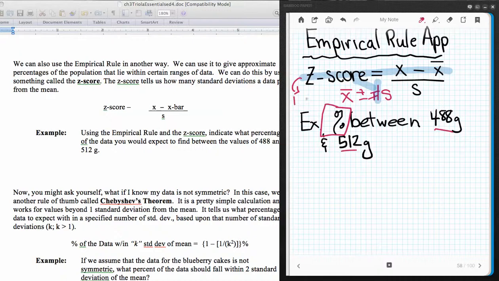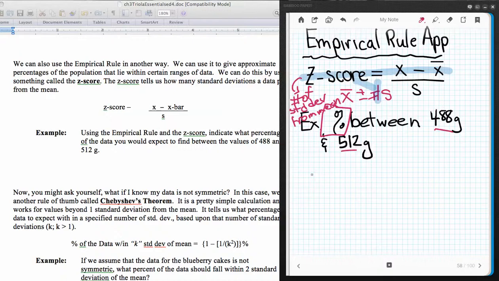So let me just write that down really quickly. Number of standard deviations from the mean.